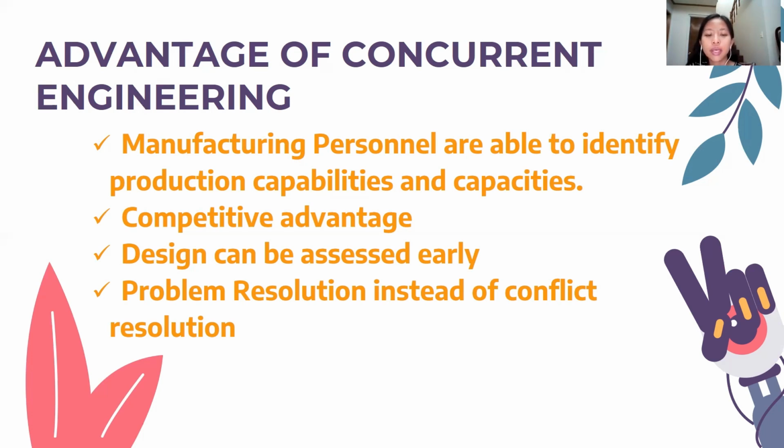Next, design can be assessed early. So when designs can be assessed early, it enhances productivity and serious problems in the production might not happen. Like nung sabi kanina, concurrent engineering brings the design and manufacturing phase together early. So because of that, designs can be assessed early, therefore it reduces the product development time and results in an increase in productivity.